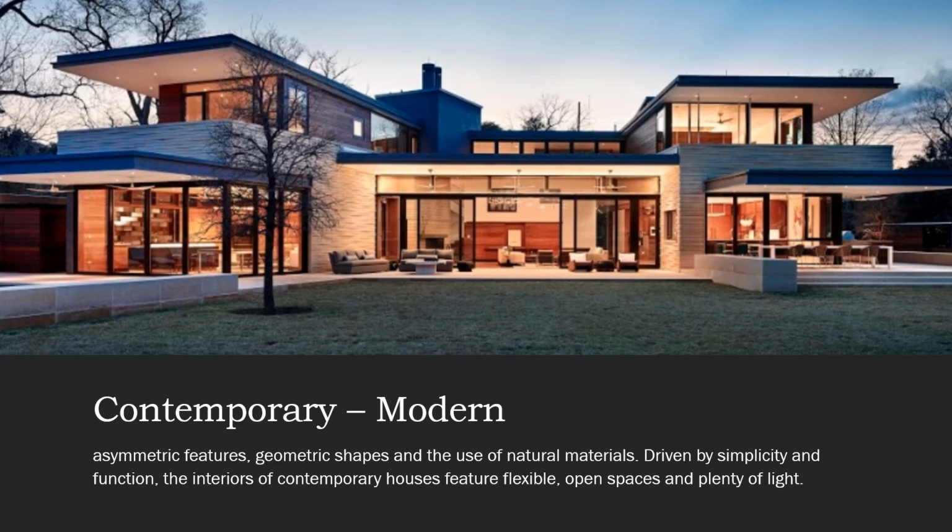The contemporary modern builds on that mid-century modern by expanding the floor plan in general. It does have asymmetric features, geometric shapes, and lots of use of natural materials. The design itself is typically driven by simplicity and function, and the interiors of contemporary houses feature flexible, open spaces, and again, plenty of light.